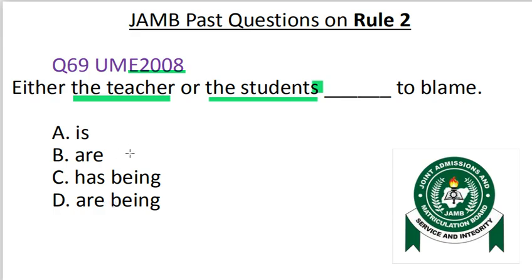The correct option is option B. Either the teacher or the students are to blame. Option D could be plausible, but then we have to look at the structure of option D. "Are being to blame" doesn't just fit into that space. So option B remains the correct option. Let's take a look at the next question.